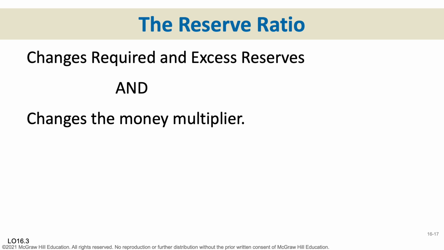Let's look more specifically at changing the required reserve ratio, that ratio set by the Fed that the banks must hold, that percentage they must hold of their checkable deposits. So if the Fed changes the required reserve ratio, then that percentage that's multiplied against checkable deposits will change. That will change excess reserves. And because the money multiplier is 1 divided by the required reserve ratio, it will also change the money multiplier. Let's look at an example on the next slide.